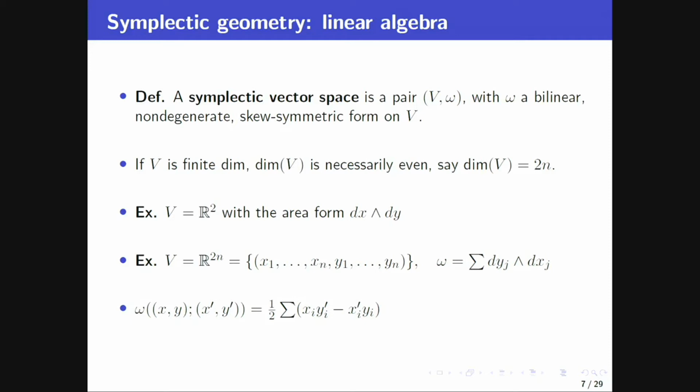For example, the area form in R2, dx wedge dy. In R2n, we have the variables x and y, so then we have the sum of the area form in every index, dyj wedge dxj. And for your definition here, when you look at the vectors (x, y) and (x', y'), this is exactly what omega does, one half of this sum.